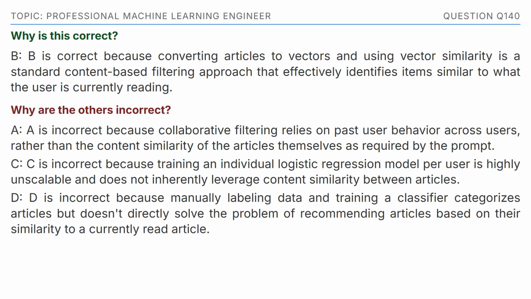Why are the others incorrect? A is incorrect because collaborative filtering relies on past user behavior across users, rather than the content similarity of the articles themselves as required by the prompt.